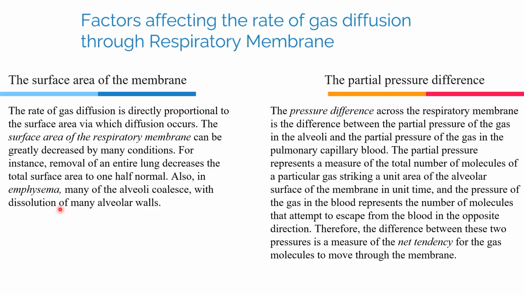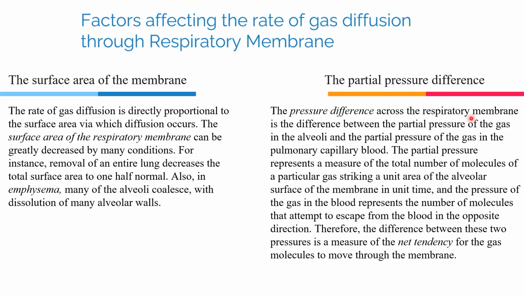Also, in case of emphysema, many of the alveoli coalesce with dissolution of many alveolar walls, which again decreases the overall surface area available for diffusion. Finally, we look into the partial pressure difference.